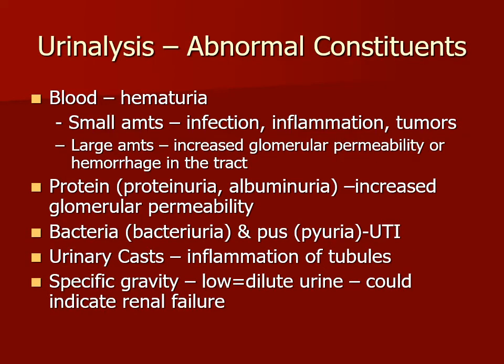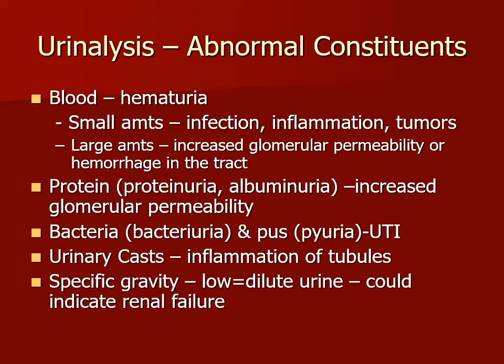Abnormal constituents, and these would be present in significant amounts to show up in a test. Blood, hematuria: small amounts can relate to infection, inflammation, tumors. Large amounts, which would be called gross hematuria, could be increased glomerular permeability, or it could indicate a hemorrhage in the urinary tract.